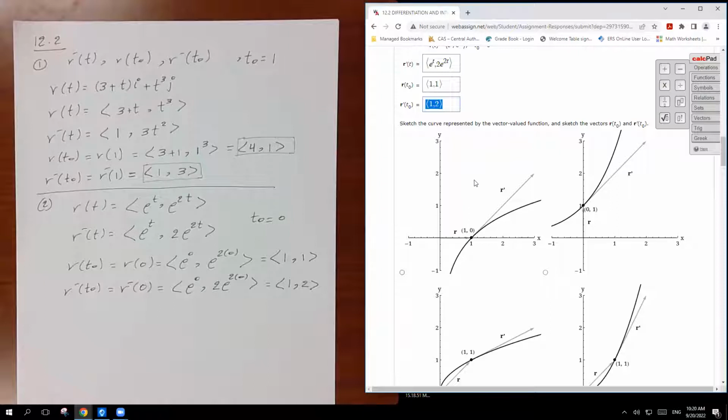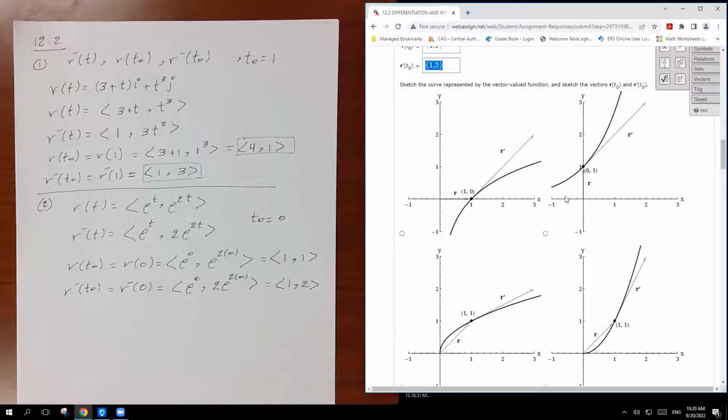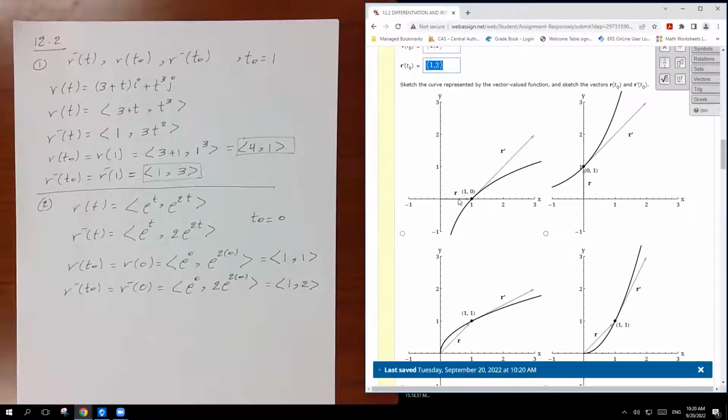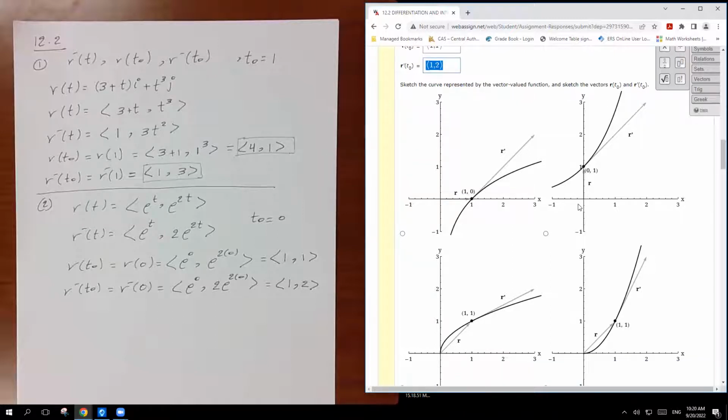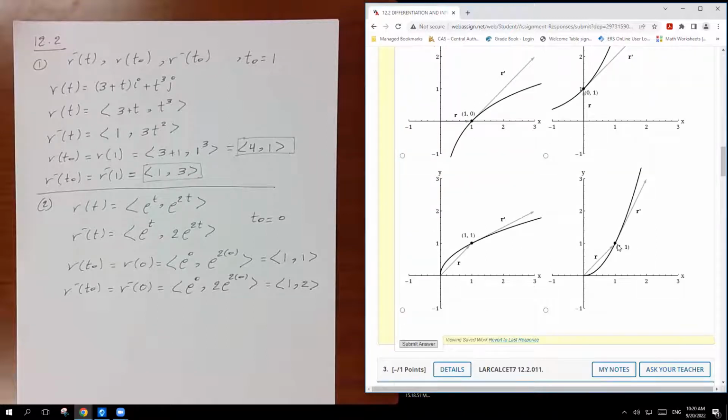So 1, 1. Check where's the graph. We'll start with 1, 1. So this point, no, I need to see the r. This is 1, 0. This is 0, 1. This is wrong. This one is 1, 1, and this one is also 1, 1. So maybe these two options.